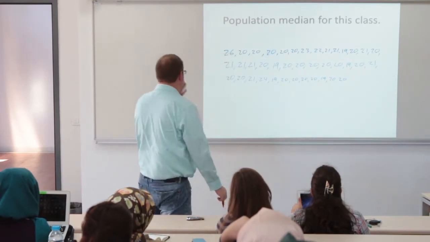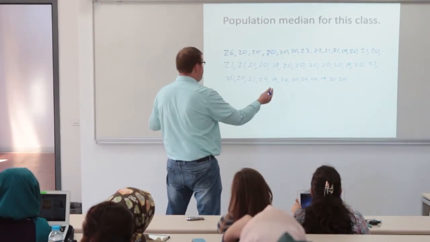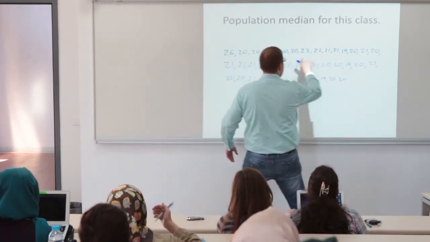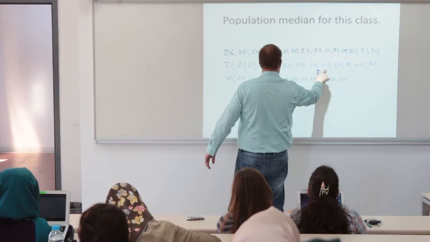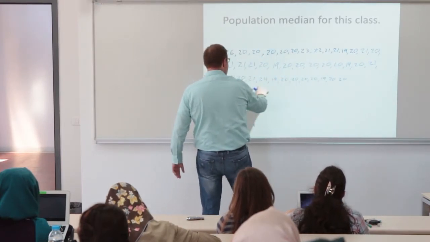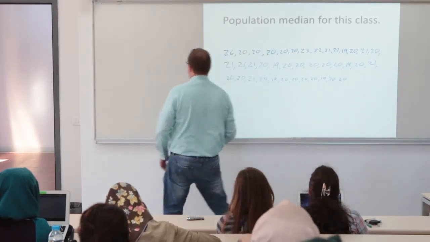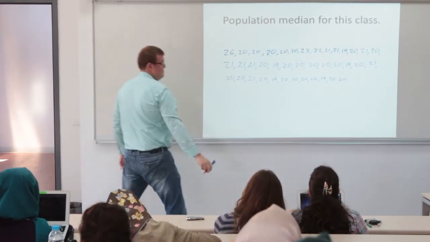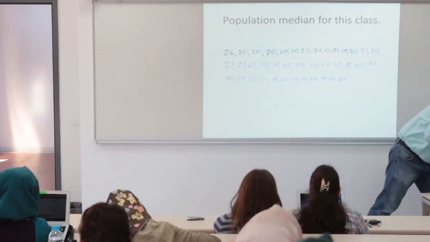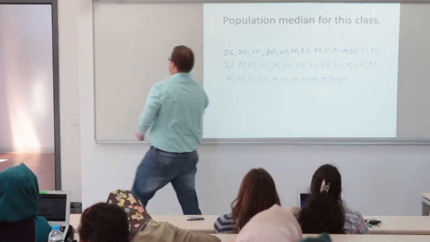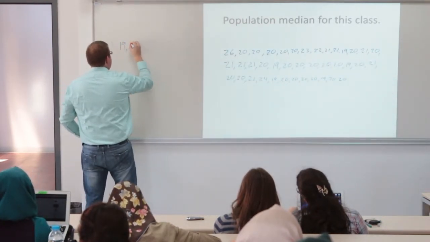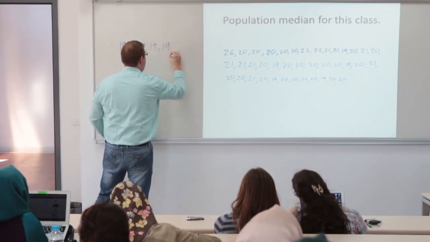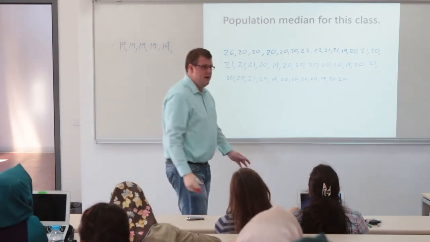We need to order the sequence, right? So what's the lowest value here? 19. Okay, how many 19s do we have? 1, 2, 3, 4, 5. Okay, so we have five 19s. Then we have 20s, right?